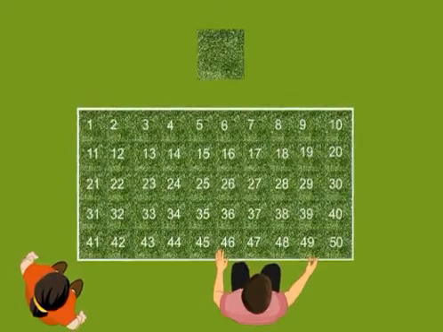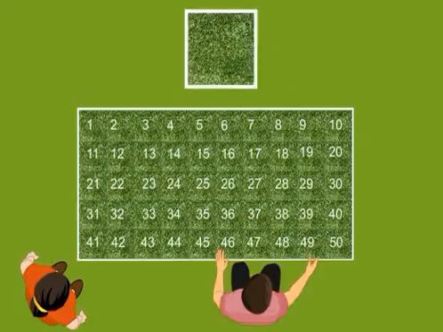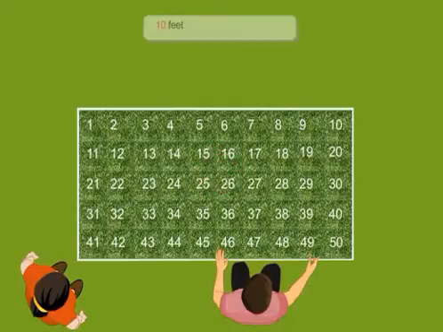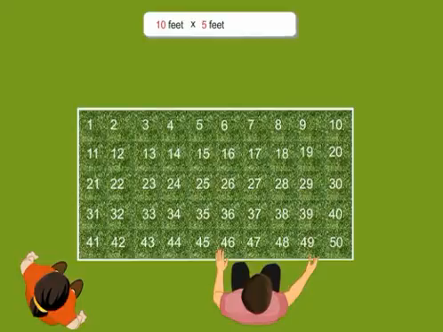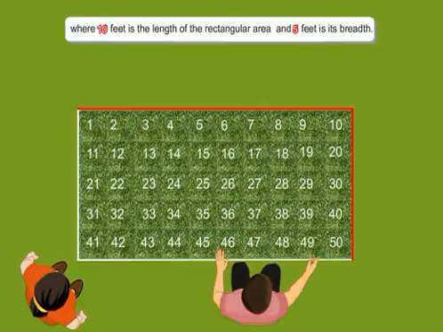Now the area of one turf of dimension 1 foot times 1 foot is 1 square foot. Therefore, the area of the rectangular portion is 50 square feet. 10 feet times 5 feet is equal to 50 square feet, where 10 feet is the length of the rectangular area and 5 feet is its breadth.